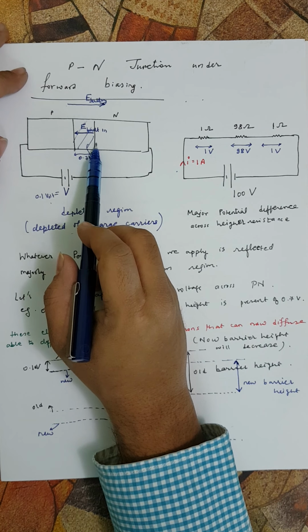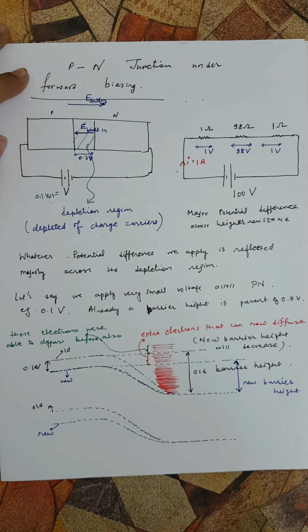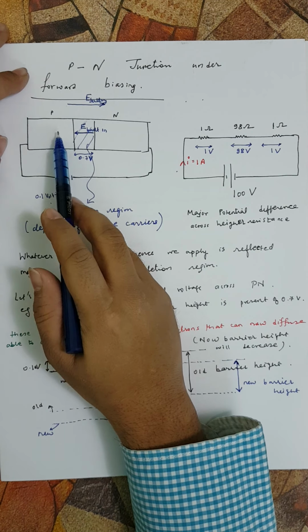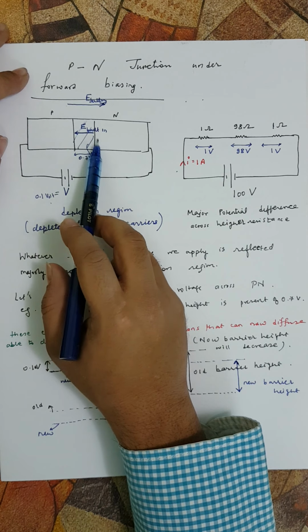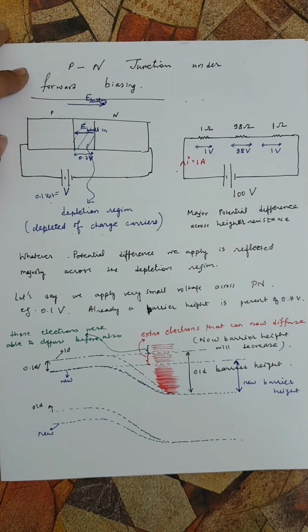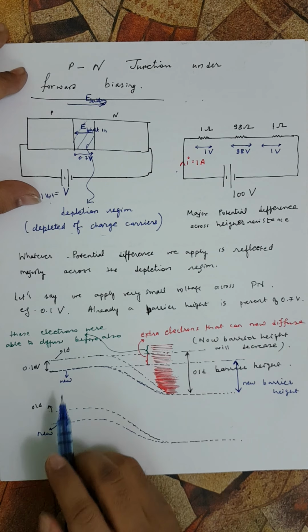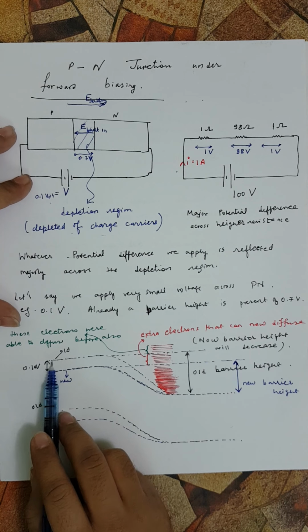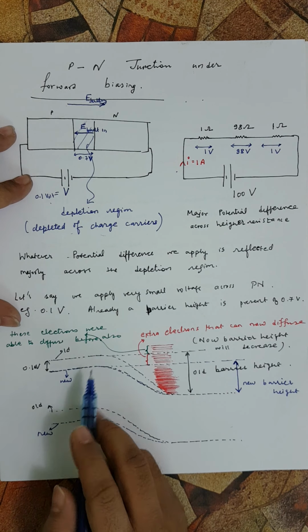And when the potential difference has decreased between this side and this side, the difference between the potential energy of the electron on the p side and the potential energy of the electron on the n side has also reduced, and we say that the barrier height is reduced. So as you can see from this diagram here, this is the old energy level of the electrons in the conduction band of the p side.